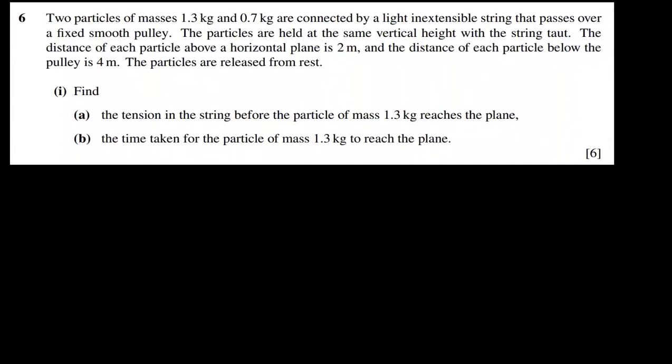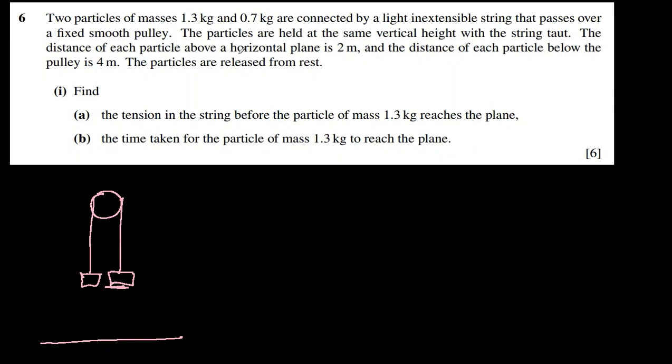Two particles of mass 1.3 kg and 0.7 kg are connected by a light inextensible string that passes over a fixed, smooth pulley. The particles are held at the same vertical height with the string taut. So this is how it looks. This is one mass, this is the second mass, and they are at the same height from the ground. The particles are held at the same height.